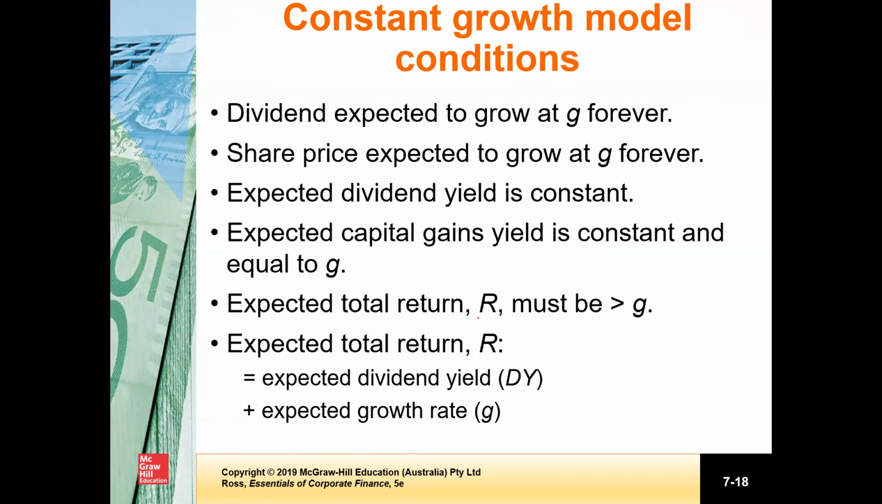And also another condition is R must be greater than G. That means your required rate of return must be greater than G. If you remember the formula, for example, P0 equals D1 divided by R minus G, right? So if your R is not greater than G, that means your required rate of return is less than G, then you cannot apply this formula. Am I right?